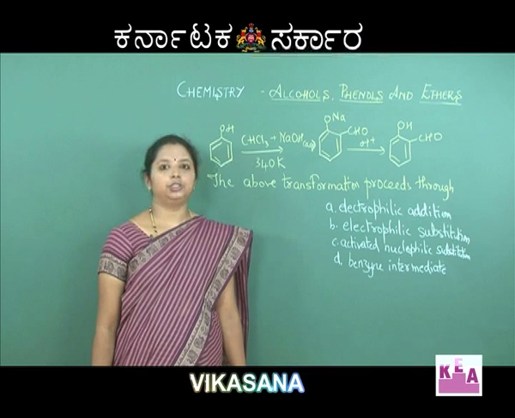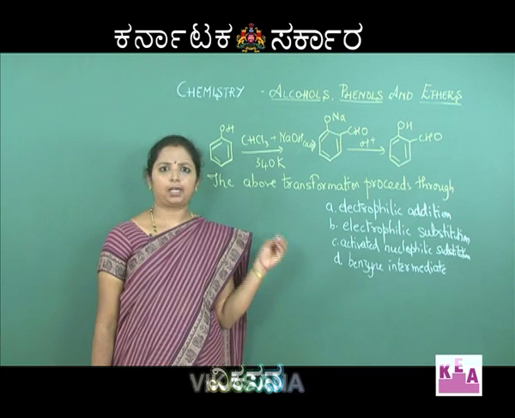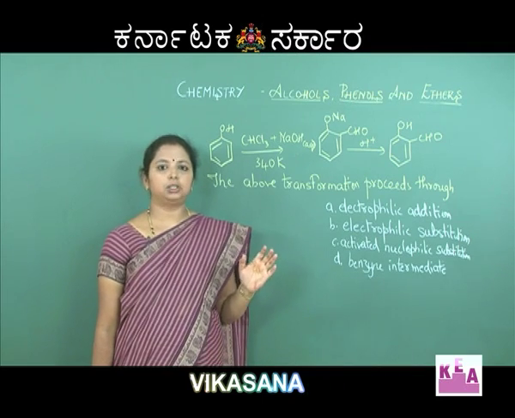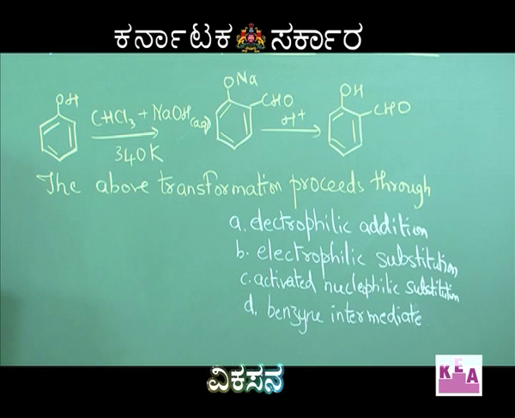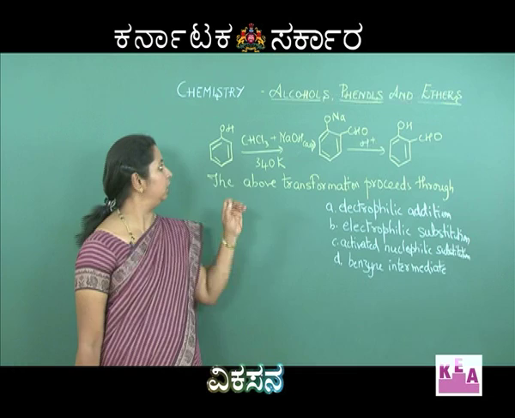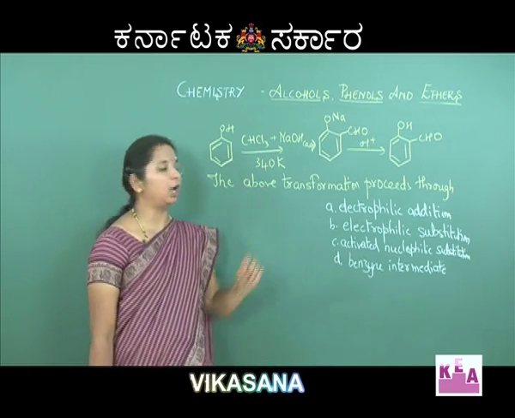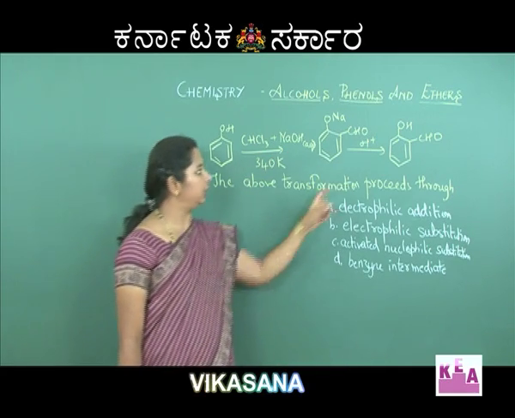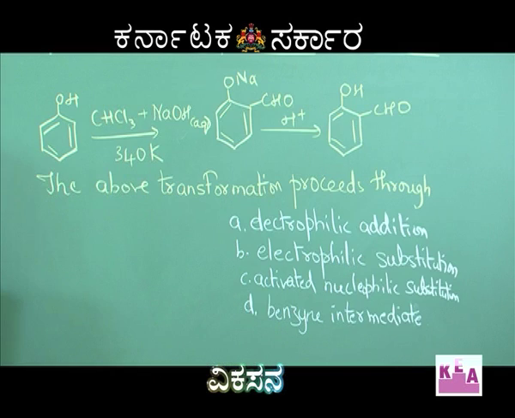The next question is based on the Reimer-Tiemann reaction which we use for synthesis of salicylaldehyde. They may directly ask this question, but sometimes there are different ways of asking the same type of question. Now, we will look at the reaction. The Reimer-Tiemann reaction has been given. We have phenol reacting with chloroform in the presence of NaOH to form the salt of salicylaldehyde, which on hydrolysis will form salicylaldehyde. Now, when you look at the reaction, the question asked is: the above transformation proceeds through.